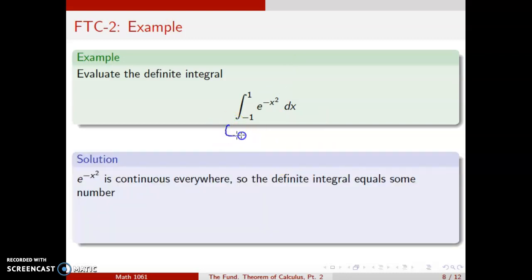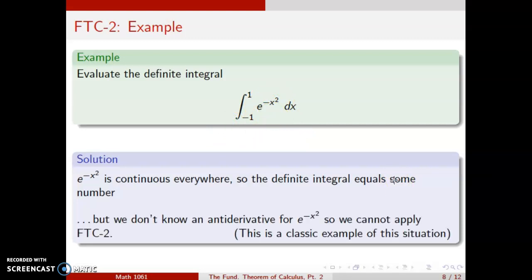So this definitely equals something because this is continuous. But we don't know an antiderivative of e to the negative x squared, so we can't apply the fundamental theorem. If we knew capital F, an antiderivative, then we could apply it, but we don't, so we can't. So it equals something. If we wanted to figure it out, we'd use approximation techniques. Again, we're going to skip that. We're going to save that for later. So this is kind of a classic example of that sort of situation where you can't find an antiderivative. But we'll focus on the ones where you can.